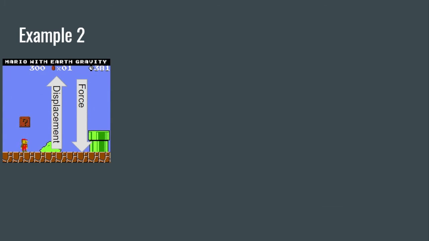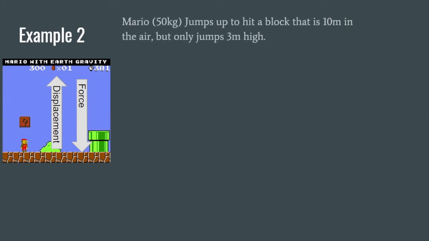Let's take a look at example number 2. We got our good old friend Mario over here trying to hit this block. Maybe he'll get it. Nah, I don't think he's going to get it. So we know that Mario is 50 kilograms. He jumps up to hit a block that is 10 meters in the air, but only jumps 3 meters high. So this is a classic example of me giving you more information than you need. So we need to make sure that we can identify what's important information in this problem.